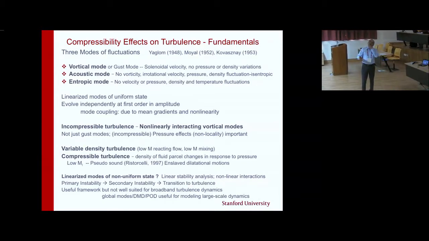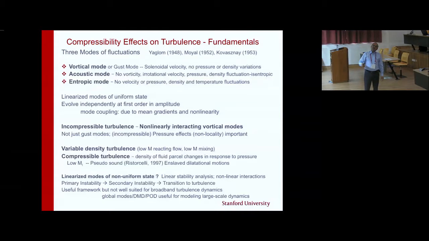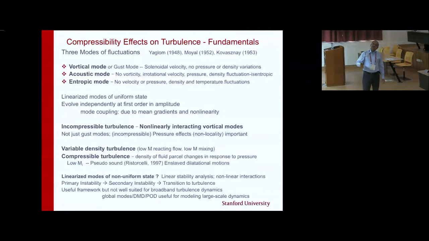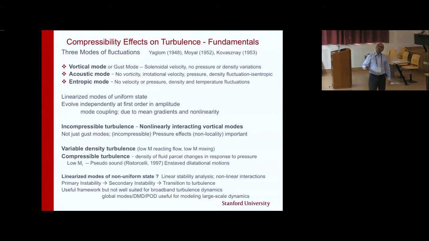And back from the late 1940s, early 50s, the idea has been to think about the fluctuations in a turbulent medium in terms of a three-mode decomposition: a vortical mode, acoustic mode, and entropy mode. Well, the vortical mode is a solenoidal velocity field. It has all the vorticity, but in this decomposition, it has no pressure fluctuation. So it's a little bit incomplete in terms of suitability for describing turbulence. The acoustic mode carries all of the pressure. It is irrotational, and of course, there are density and temperature fluctuations that are isentropic. And the entropy mode has all the entropy fluctuations and no velocity and pressure.